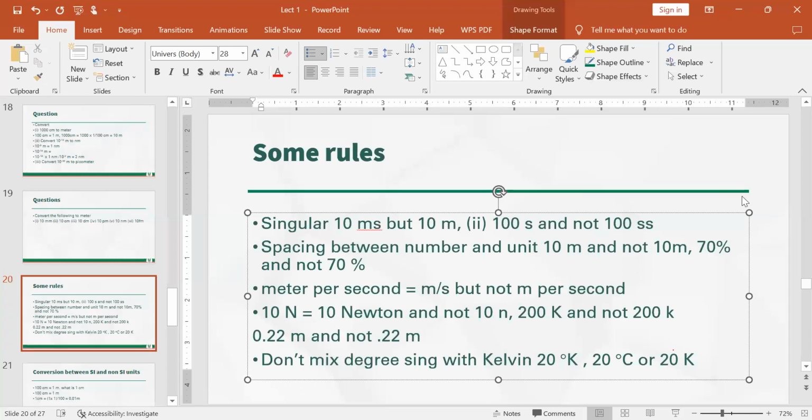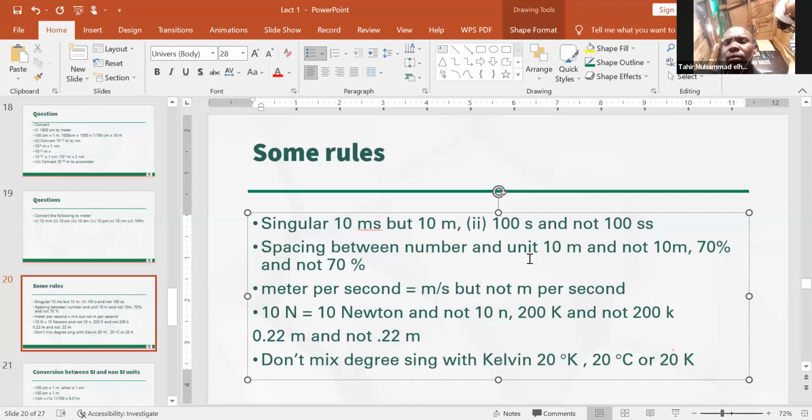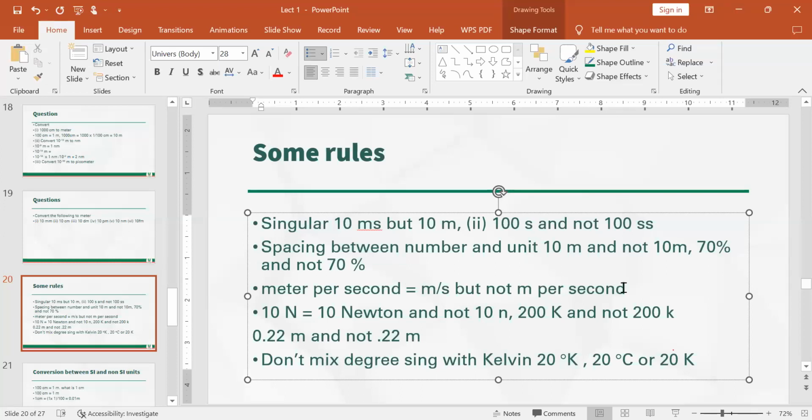So another thing is you write meter per second, not meter and then the word PER. You write the symbol there. 10 newton equals 10 N, not 10 n. You don't use small letters for Newton, and you don't use small letter for Kelvin, which is the unit of temperature: it's 200 K. Also 0.22 m, and not .22 m. That means the 0 must be there.